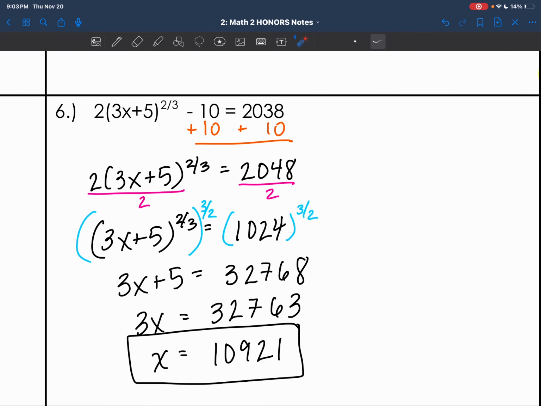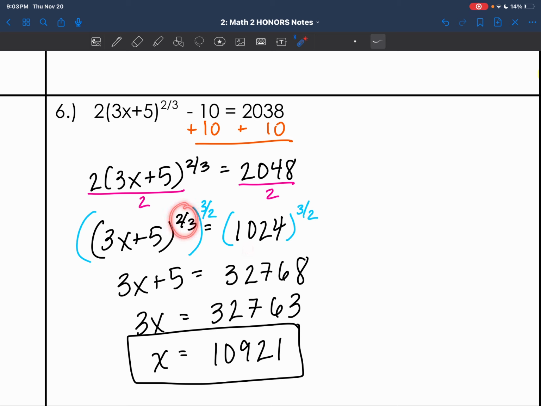It's very similar to what we just did, but we want to isolate this part, so we need to move everything else to the other side. First I want to move the 10 over by adding 10. Then I have 2048 equals all of this. Remember, I want to isolate this part, so now I have to move the 2. So divide both sides by 2, and these cancel out, so I'm left with (3x plus 5) to the 2/3 power, and this is 1024.